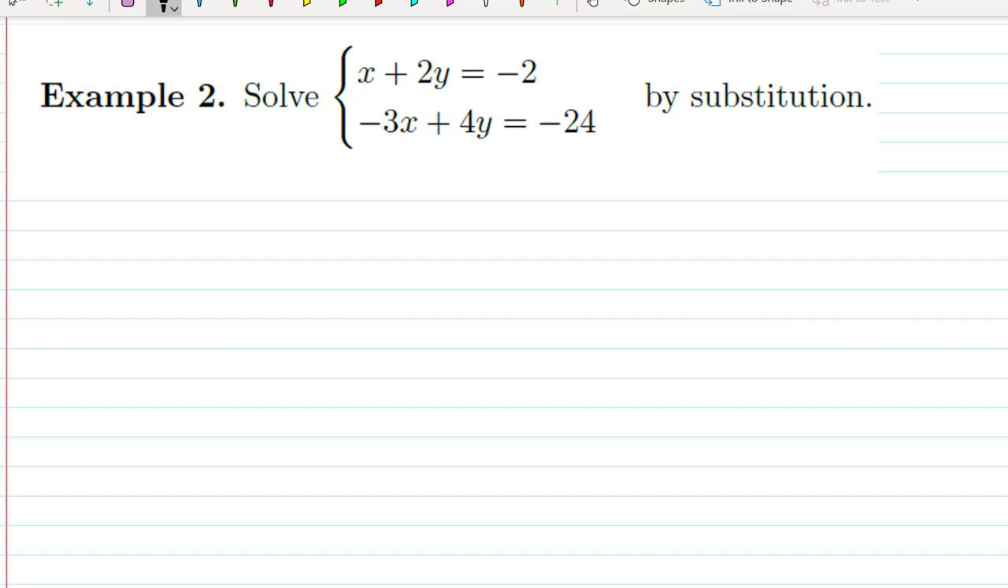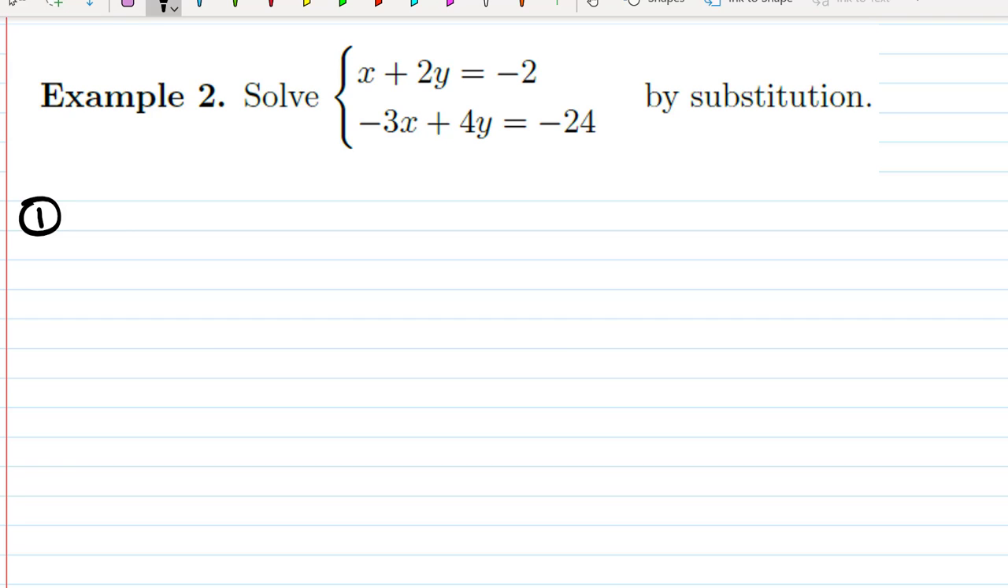For the substitution method, the first step is to isolate a variable in either equation. Which one we isolate will not change the solution to the linear system, but if possible, we always want to isolate a variable that has a coefficient of plus or minus 1, because that will make the computations easier. That may not always be possible. In this case it is.